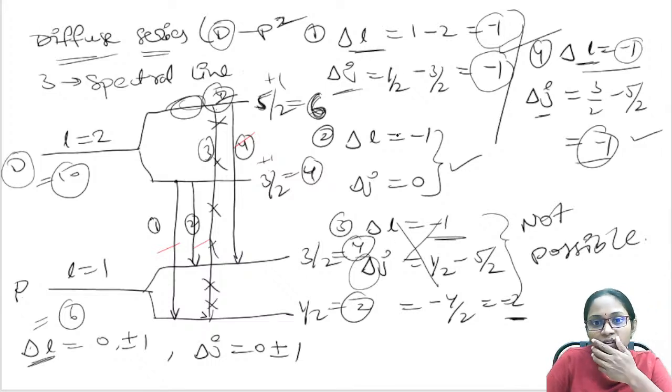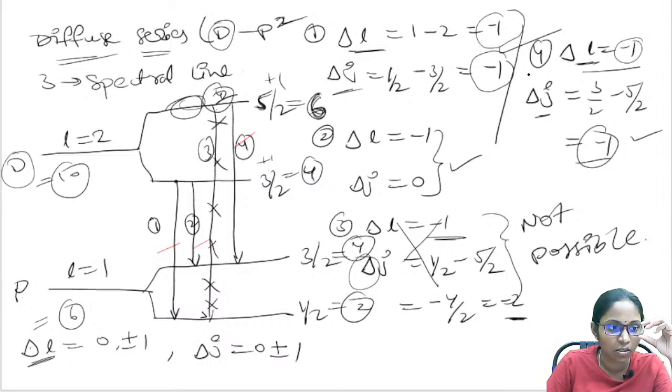Then how can you say which line out of the first one and the fourth one is more intense? How can you say that?